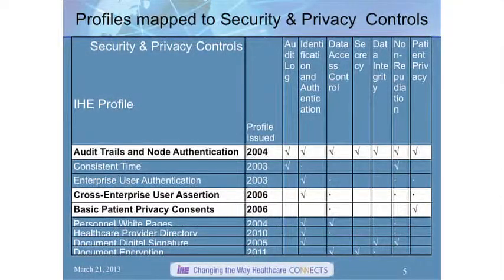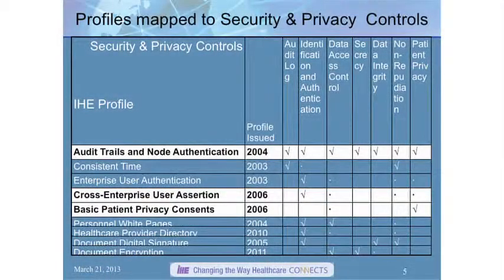This is the high-level map of all of the profiles that IHE has in the privacy and security domain. Each row is one of the profiles, and each column is a classic security or privacy concept. A checkbox says that profile is highly related to this particular aspect, and a dot says it's pretty related. The three that are highlighted are the only three that I'm going to go through, and they're the ones that apply most to a health information exchange, but the others are also available.